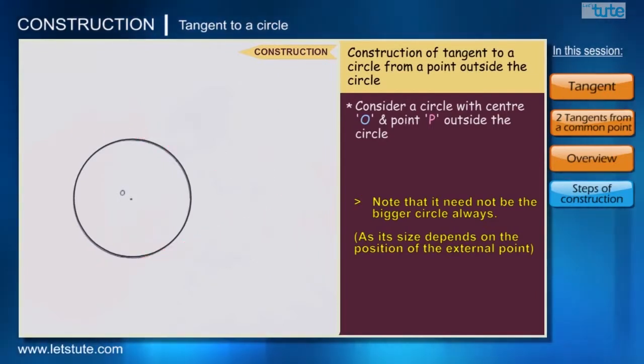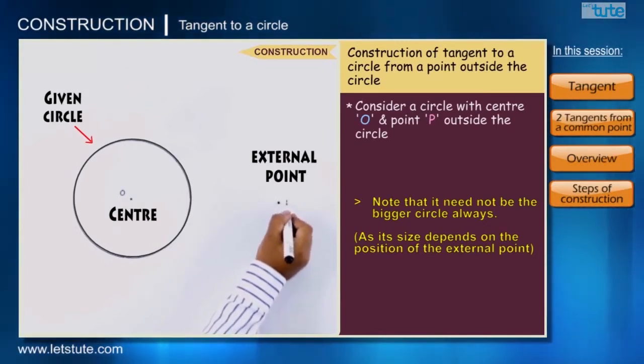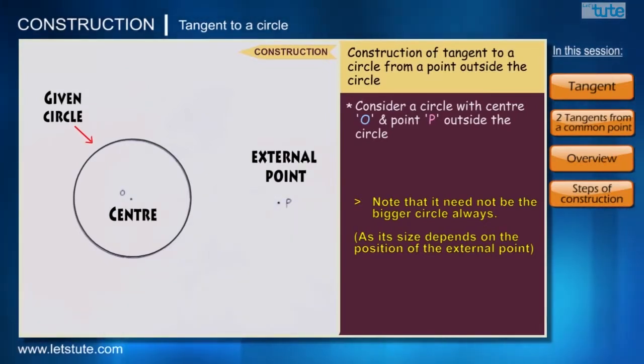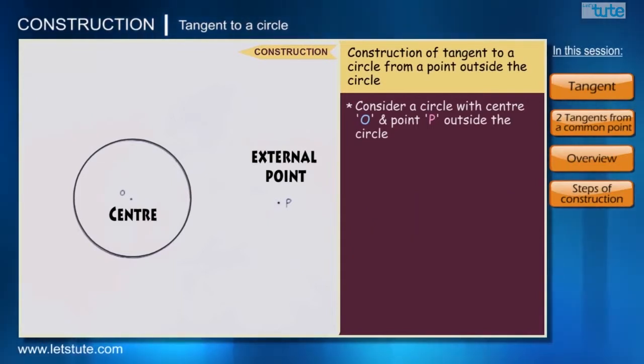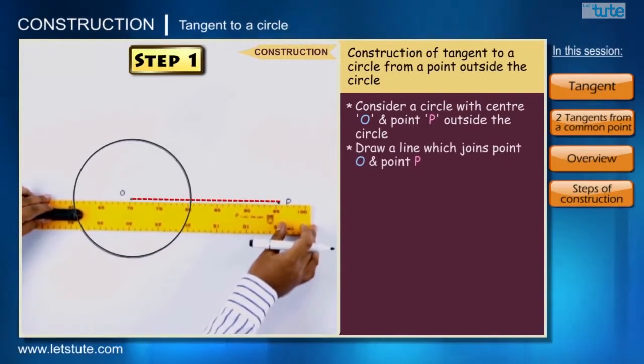So step 1 in this kind of procedure would be, from a given circle, if this is the center, then first we have to join the center to the external point with the help of a straight edge. Let's say we name our external point as P and center as O. So we have a line segment PO. So the first step in the construction is to draw a line segment PO.